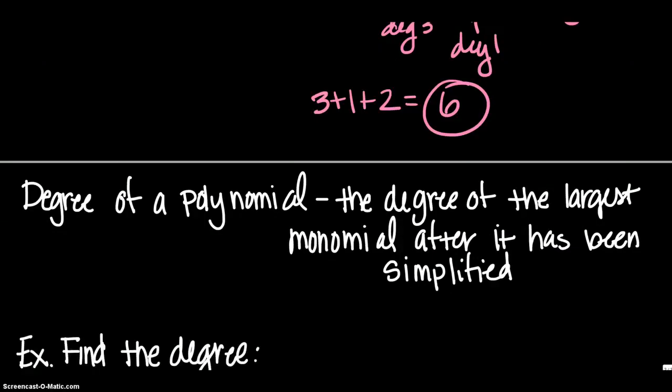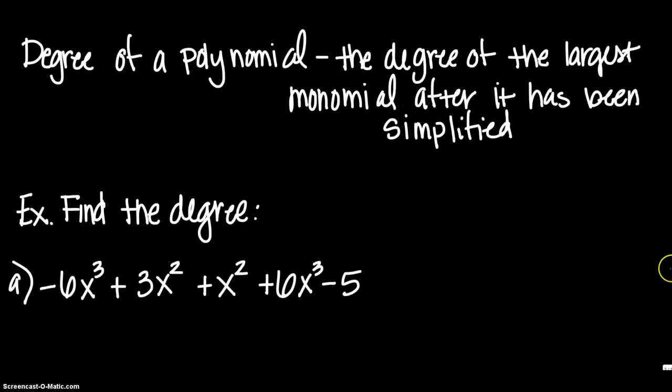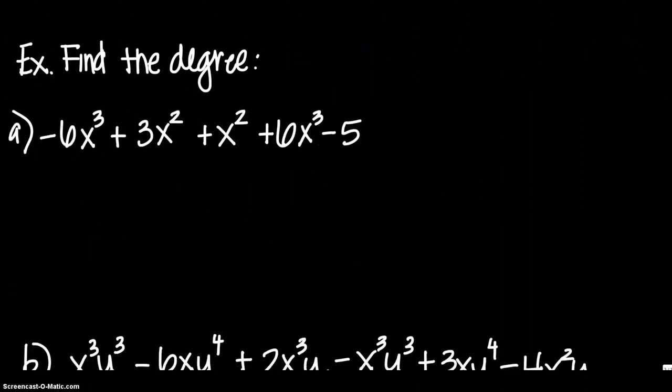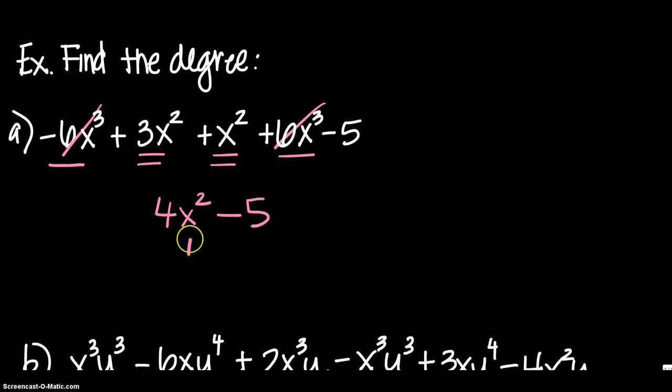When we do a polynomial, it's slightly different. The degree of a polynomial is the degree of the largest monomial after it's been simplified. So you have to simplify, and then you find the degree of all the monomials, and you take the largest one. So here we go. We have negative 6x cubed and positive 6x cubed. When I simplify, those go away, so I can no longer have a degree of 3. I have 3x squared and x squared, which gives me 4x squared, minus 5. So the only degree I have is 2. So the degree of that equation is 2.